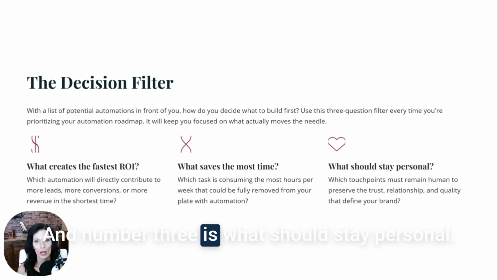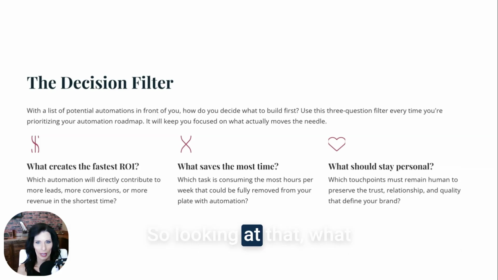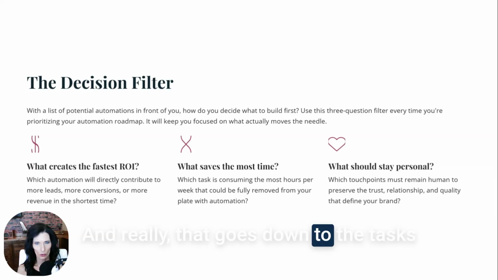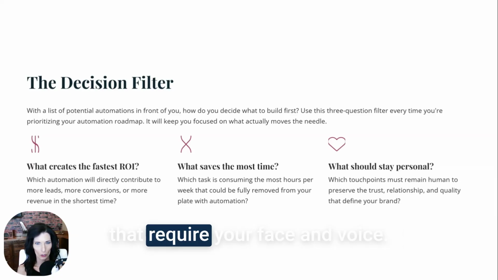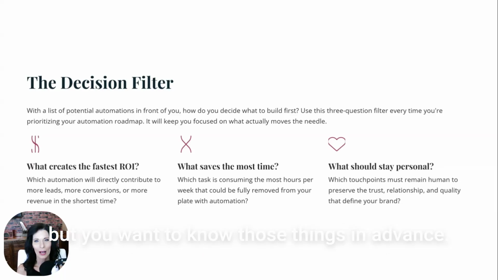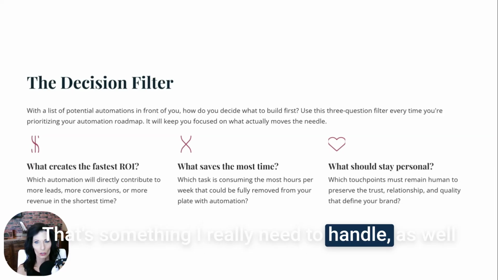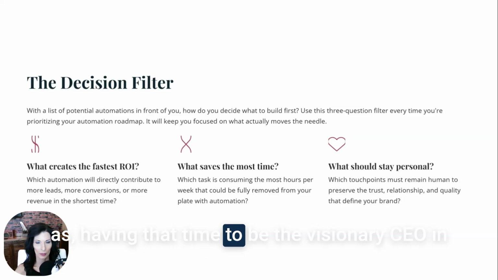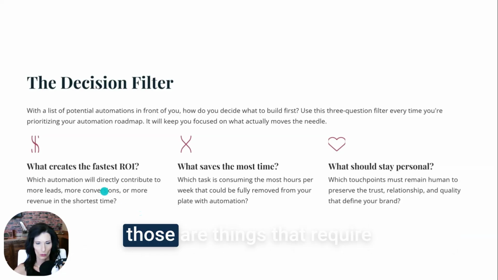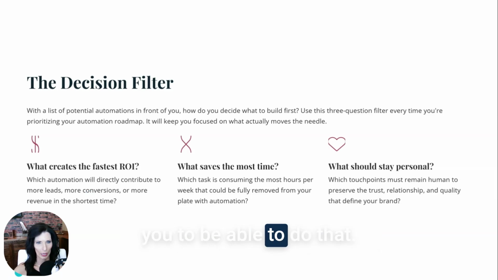And number 3 is what should stay personal. So what touch points must remain human? Really, that goes down to the tasks in your business that require your face and voice. Technically, those can be automated through cloning yourself with an AI clone, but you want to know those things in advance. You want to know, no, I wouldn't want AI handling that, that's something I really need to handle, as well as having the time to be the visionary CEO in your business, helping you map out strategy. Those are things that require you.